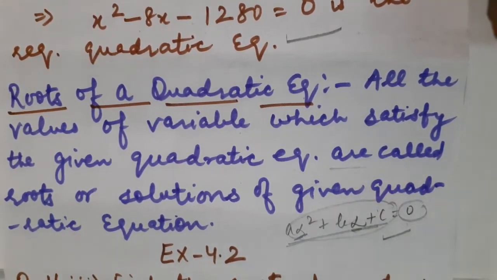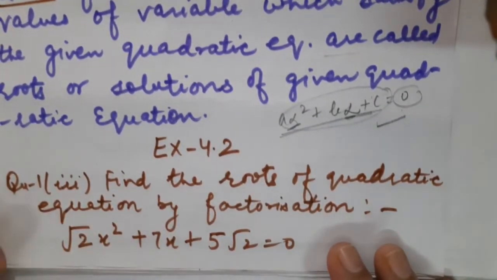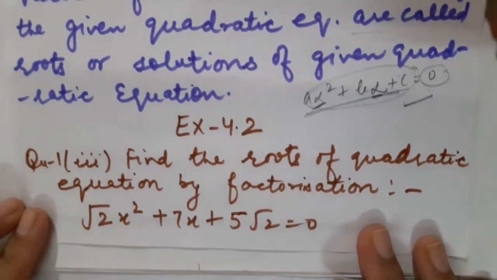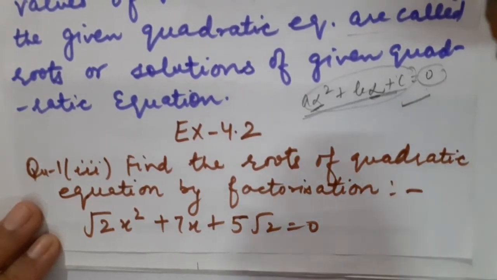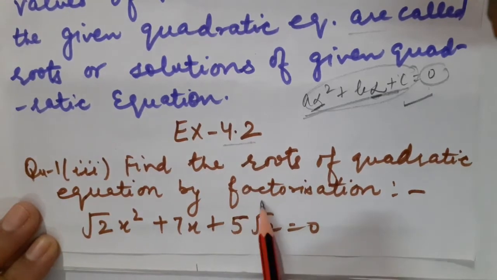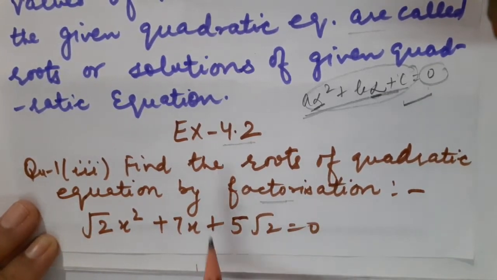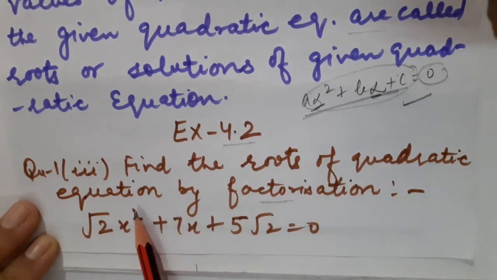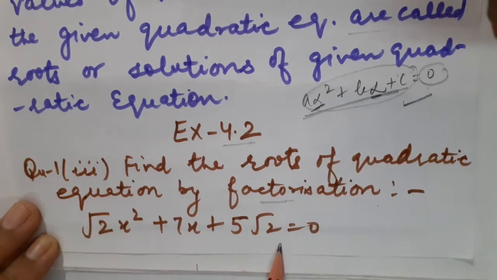Correct, children? Okay. So the next topic is factorization method. You know very well about that method. We have done many questions based on the same in previous chapter also. So now I am going to switch to exercise 4.2 because factorization method can be better explained while taking the examples. Okay. So find the roots of the quadratic equation by factorization method. This is the toughest part which I have taken.